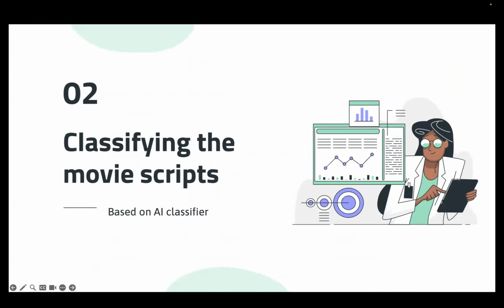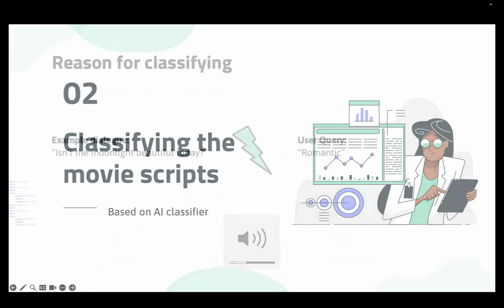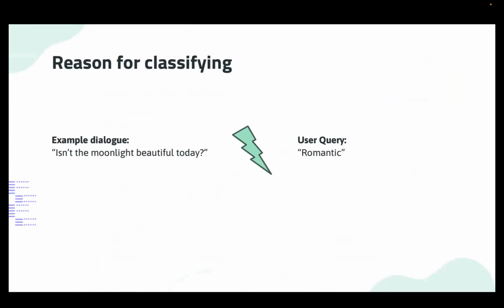Good, then I will continue with the classifying of the movie scripts. Originally we planned to implement just a token-based vector space model, but then we ran into one logical problem. Here's an example dialogue: "Isn't the moonlight beautiful today?", which is a metaphor for romance or love. If the user query were "romantic" or "love", we would have no mapping to the dialogue, and therefore we couldn't retrieve the right actors.